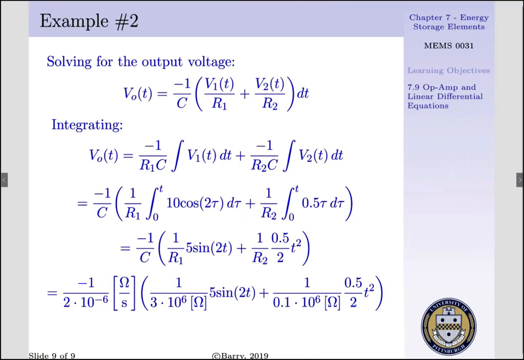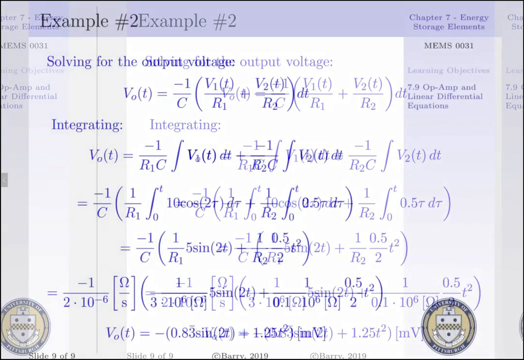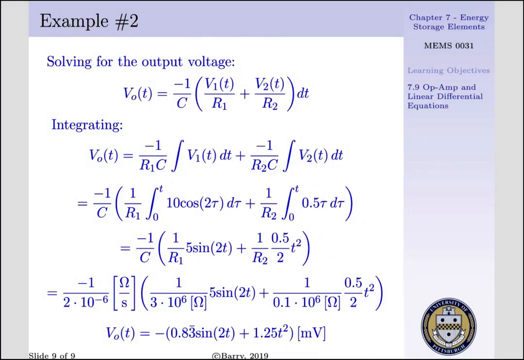Now if we substitute in our values for our resistors and capacitors, we have minus 1 per 2 times 10 to the minus 6, this would be ohms per second, times the quantity 1 per 3 times 10 to the 6 ohms, times 5 sine 2t, plus 1 per 0.1 times 10 to the 6, 0.5 per 2 t squared. Thus our output voltage would be equal to minus 0.83 repeating sine 2t plus 1.25 t squared millivolts.